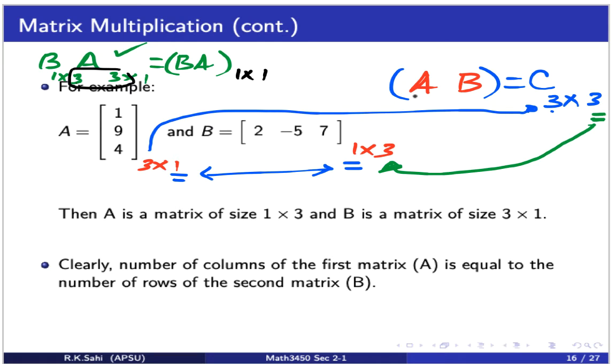If you have a matrix AB, that is of size 3 by 3. Okay, so now we have made sure that this matrix multiplication is possible. Now we would like to see how we can do it and what the elements of the new matrix we have created are.